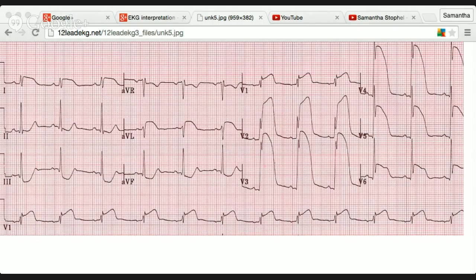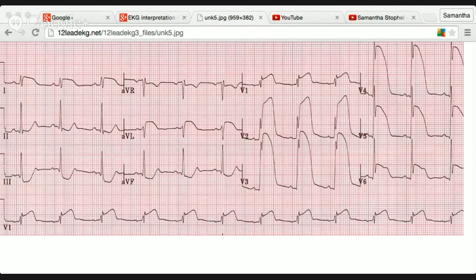Lead 2, there's no ST depression. In lead 3 and in lead AVF, there is significant ST depression. Next, we'll look at the precordial leads. So there is ST elevation in all precordial leads, V1 through V6. Then I'll look at the lateral leads, 1 and AVL, and there is ST elevation in leads 1 and AVL.